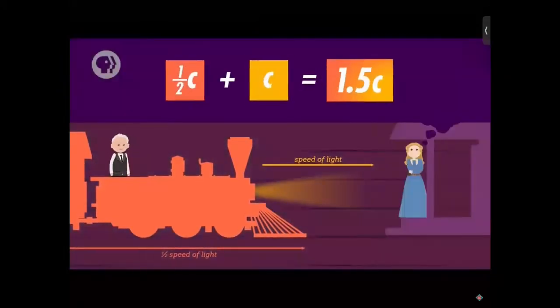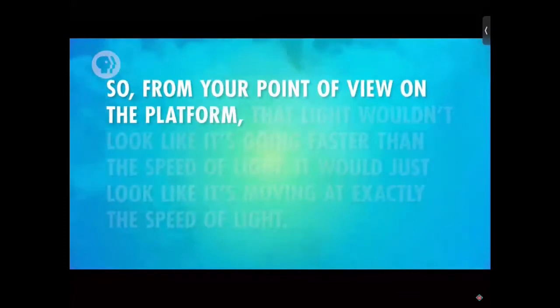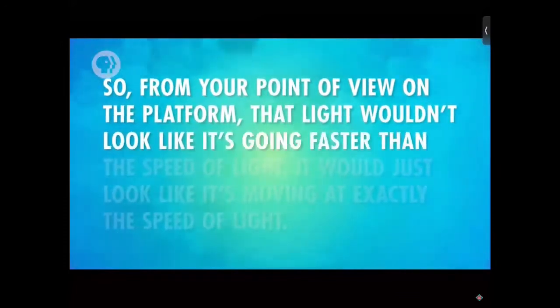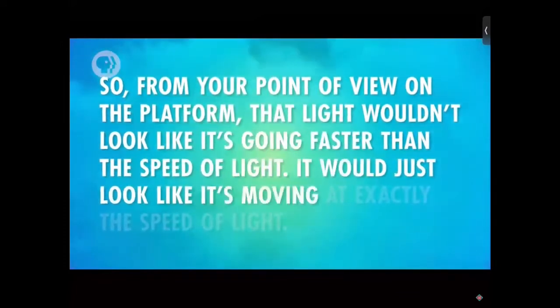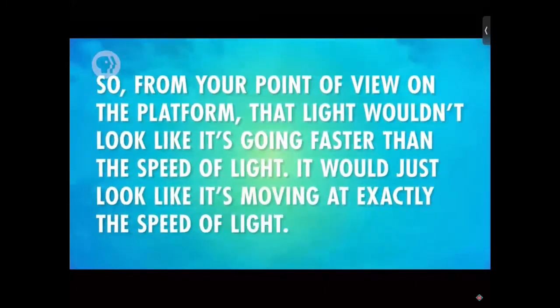You'd think that from your perspective on the platform, it would look like the light coming from the headlight was moving at 1.5 times the speed of light, because it would have its own speed plus the speed of the train. But that's not true, because light always has to move at the same speed through a vacuum from any perspective. So from your point of view on the platform, that light wouldn't look like it's going faster than the speed of light. It would just look like it's moving at exactly the speed of light. As counterintuitive and strange as that sounds, special relativity explains why.